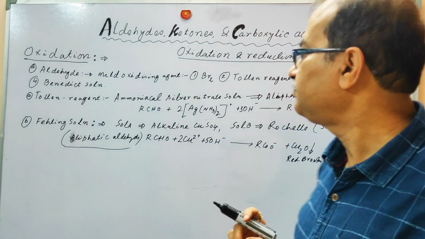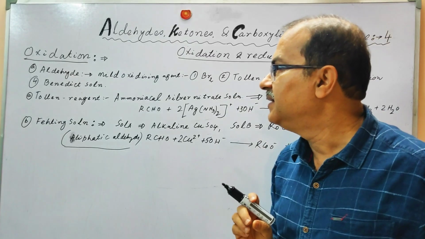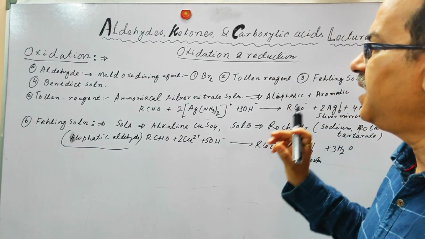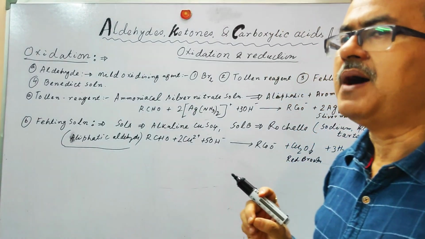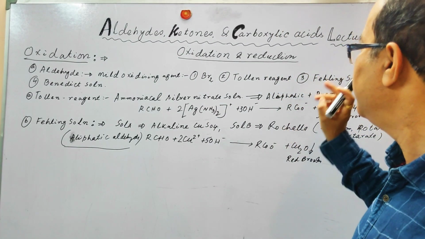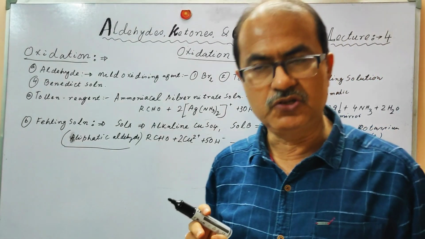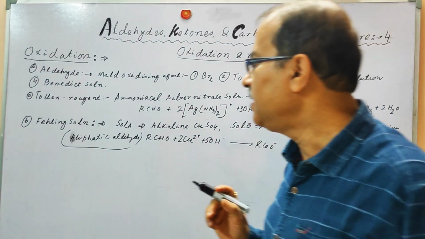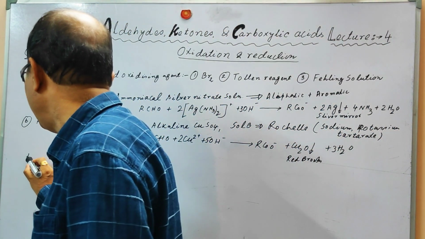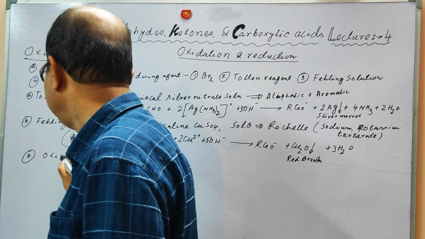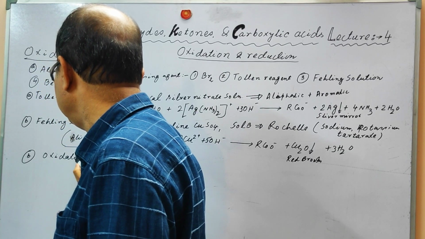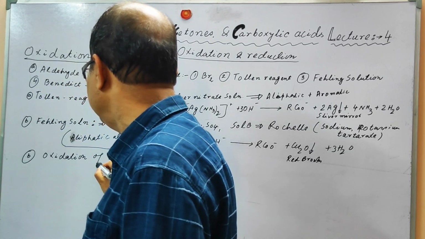So in exam, this type of question might be asked about this, right? So we understand the oxidation of the aldehyde. Aldehyde can be easily oxidized by the mild oxidizing agents like Tollens' reagent, Fehling's solution and Benedict's solution. Now what about the oxidation of the ketone?